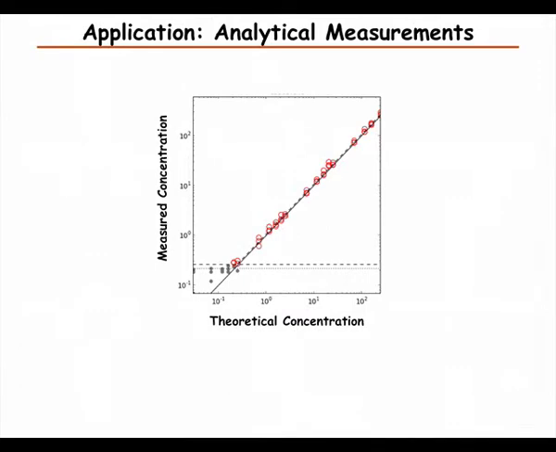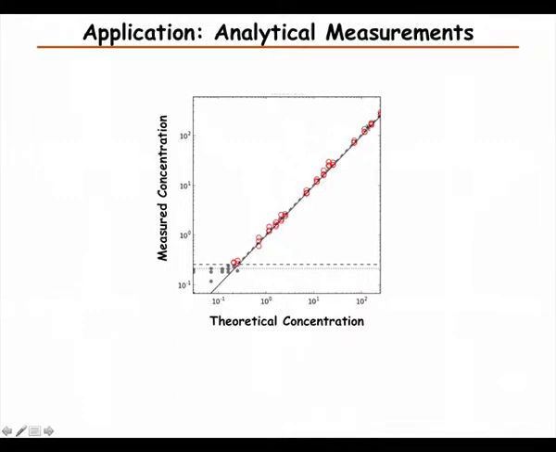But in the end, we measure a quantity. And so if we do a measurement of a quantity, then we need to find a few things. We need to find the limit of detection. Here, this just shows one example where we have done a titration curve. So here we have the theoretical concentration over 4 orders of magnitude.